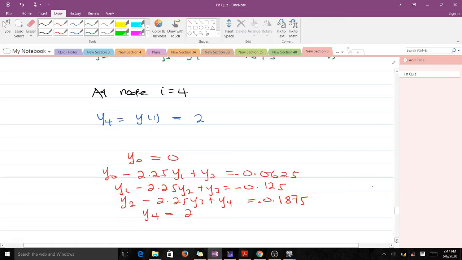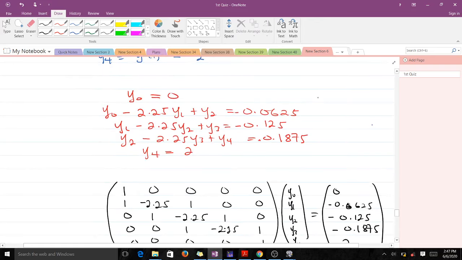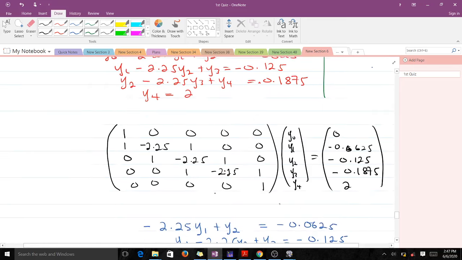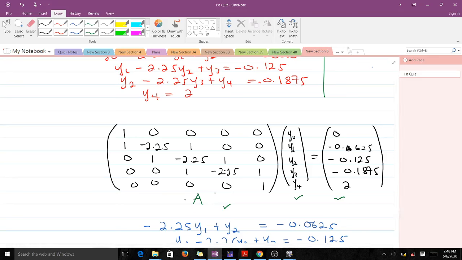So that means that after doing this, we have 5 equations. We are supposed to solve these for y0, y1, y2, y3, and y4. So putting this inside the matrix form gives us this, as we can see here. And we can see that the coefficient matrix that we have here, let's name it A, is tridiagonal. It is tridiagonal, right? So that means that to find y0, y1, y2, y3, y4, we can use the Thomas algorithm.